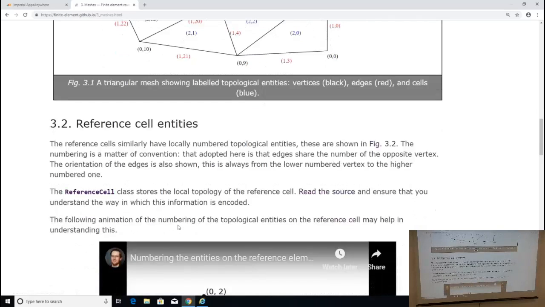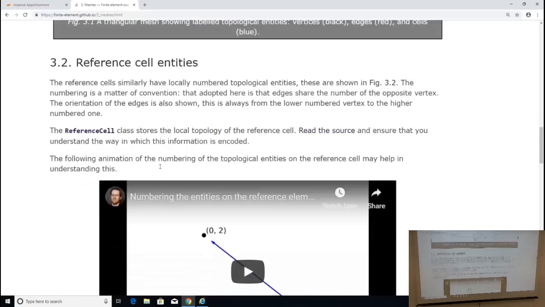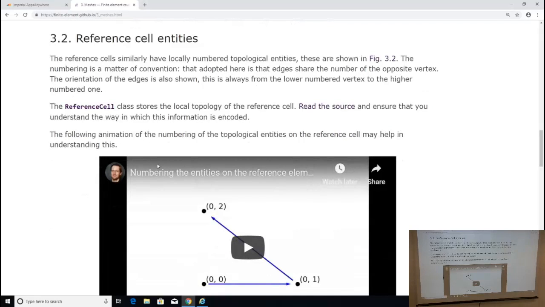So it's also true on the reference cell. If you remember, we've been talking about reference cells, and we've said we've got the reference interval that goes from 0 to 1, and the reference triangle, which is a triangle with a vertex at the origin, and then 2 vertices, one where x is 1 and one where y is 1. And we've talked about the location of their vertices thus far, because that's what we needed. But the reference cells themselves look a little bit like a tiny little mesh with one cell. So the reference cells themselves have their own little topology. And if you remember right back at the beginning, there was a topology associated with the reference cell, and we didn't really pay it very much attention.